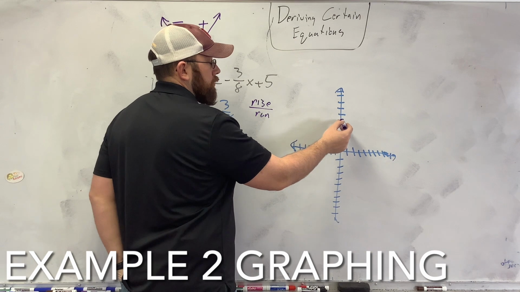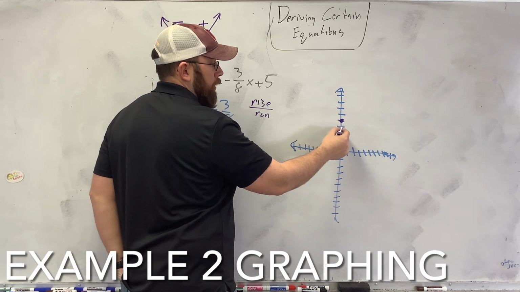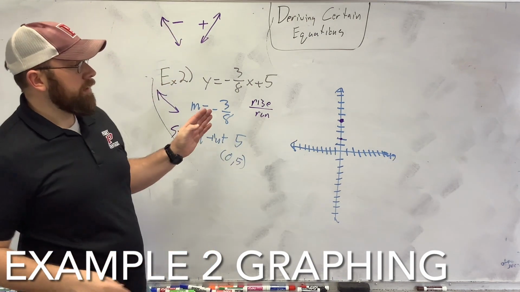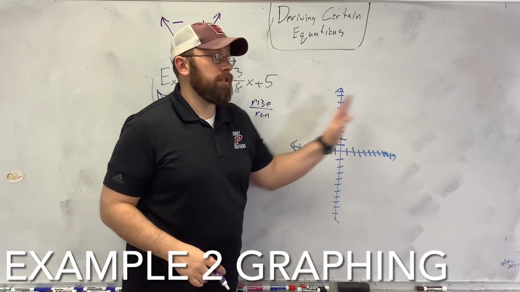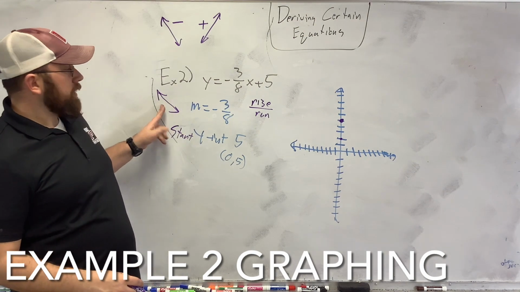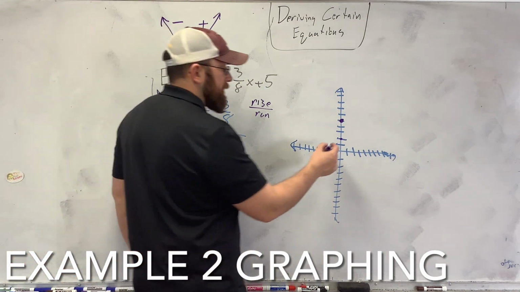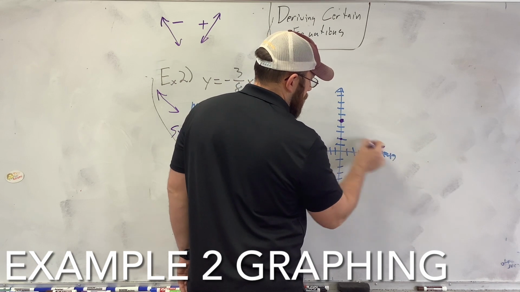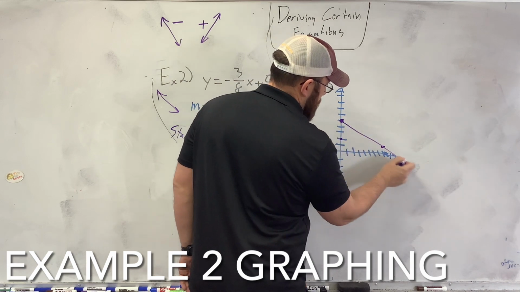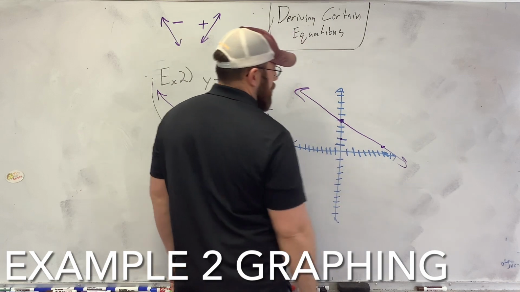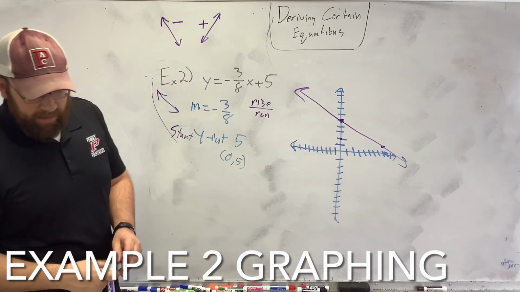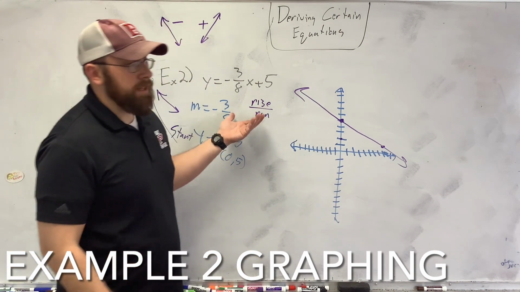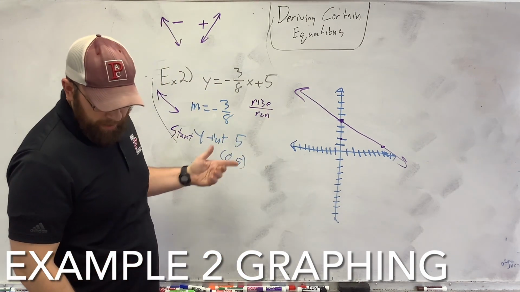Then I go rise, so I'm going to go down 3: 1, 2, 3. Now I have to run. Which way do I have to run, east or west, to make the line look like this? I have to run to the east, 8. And then I connect the dots. That is how you graph a line from the slope-intercept form using rise over run and your y-intercept.